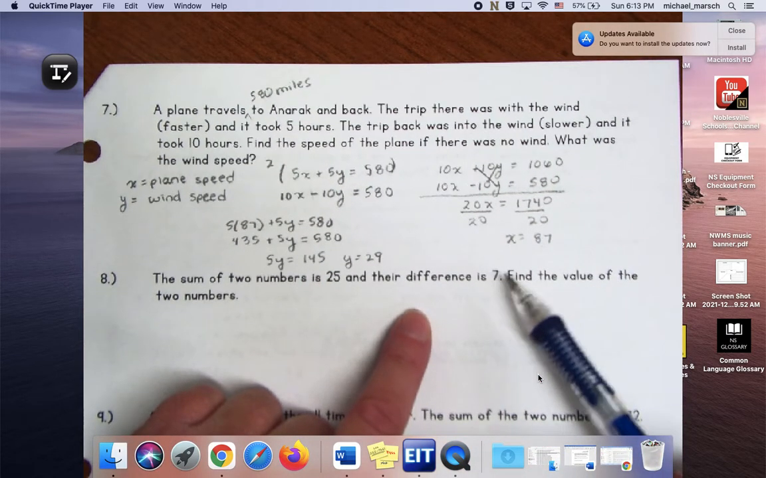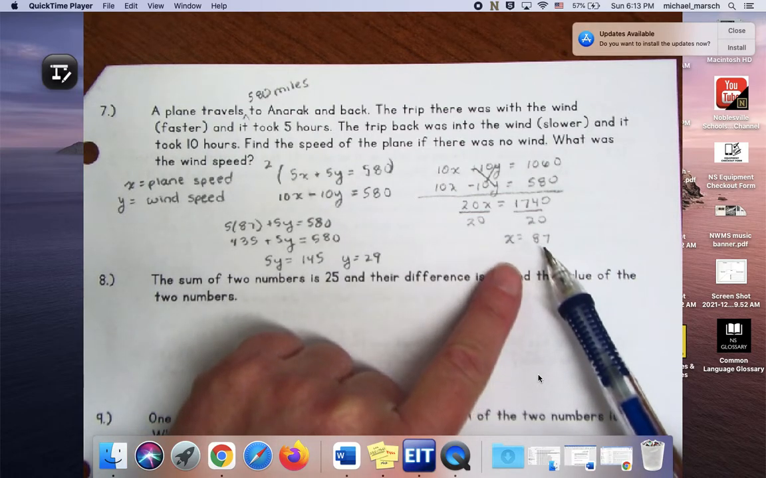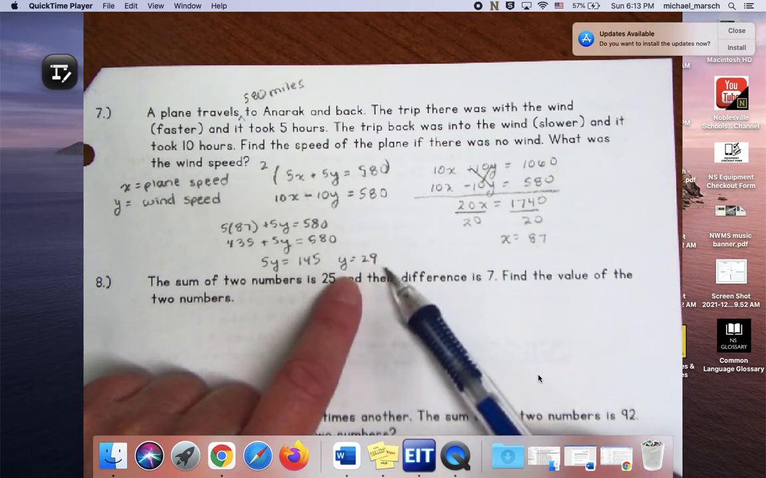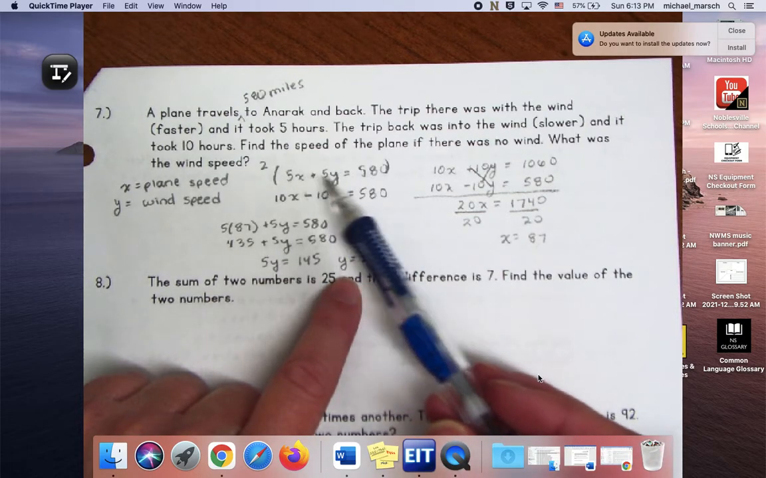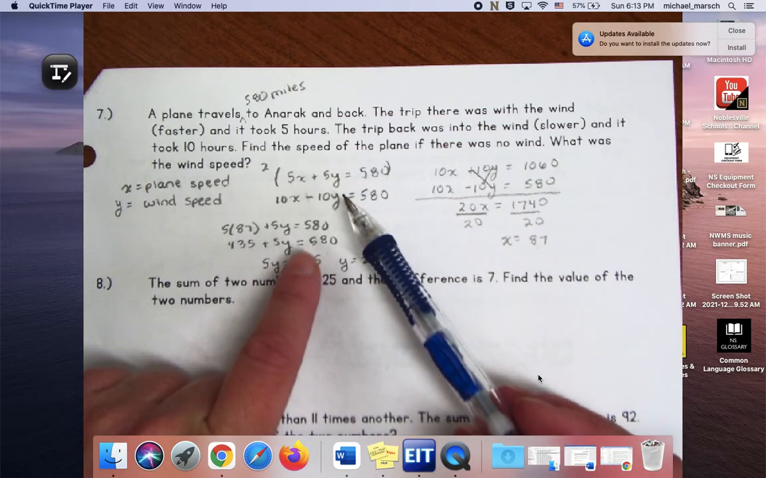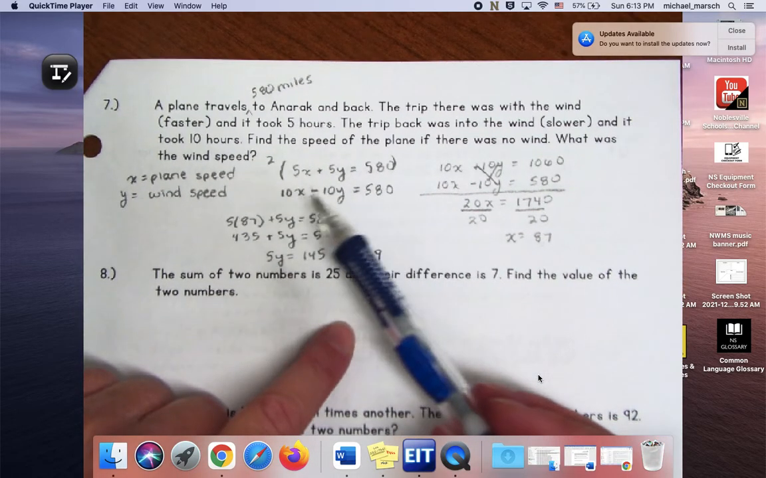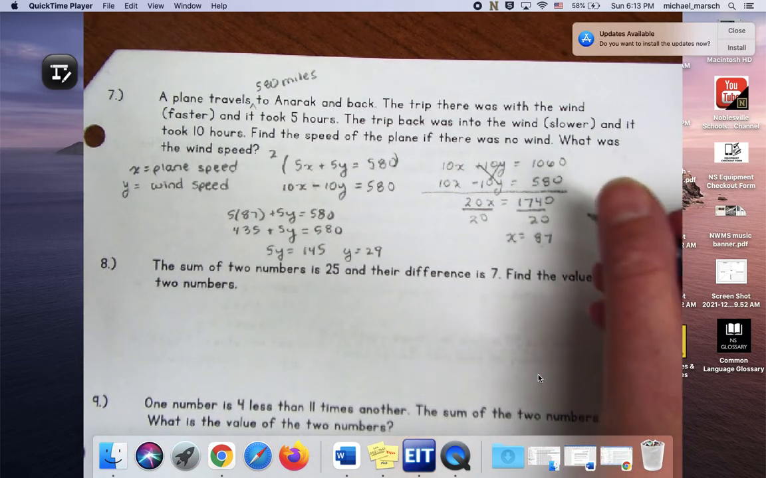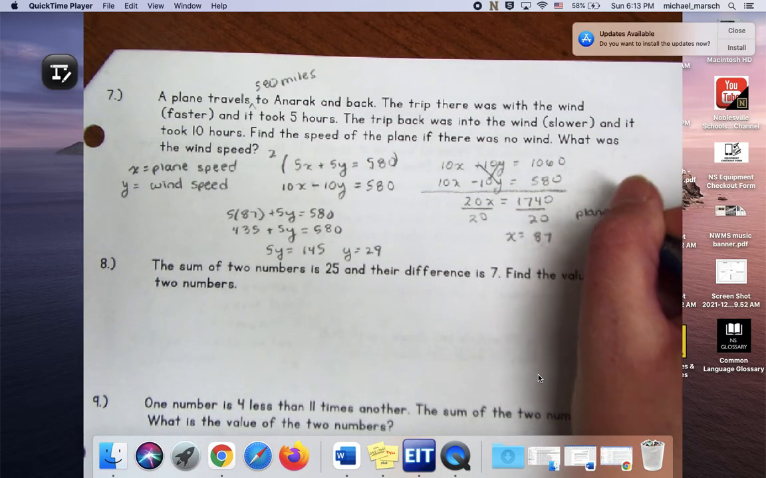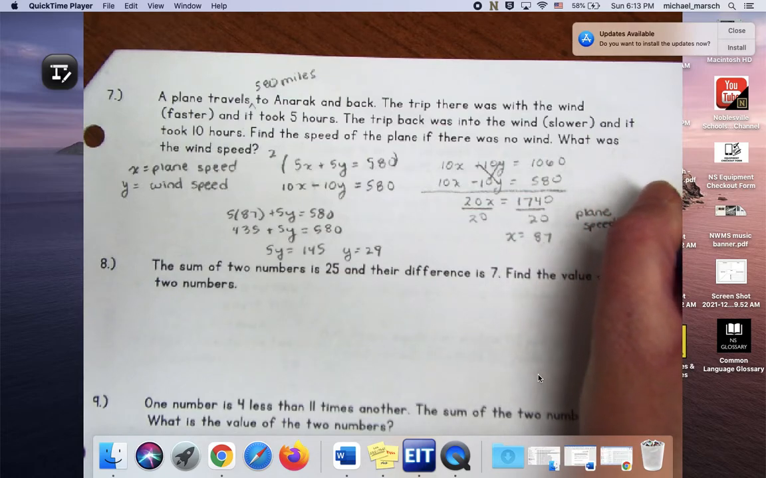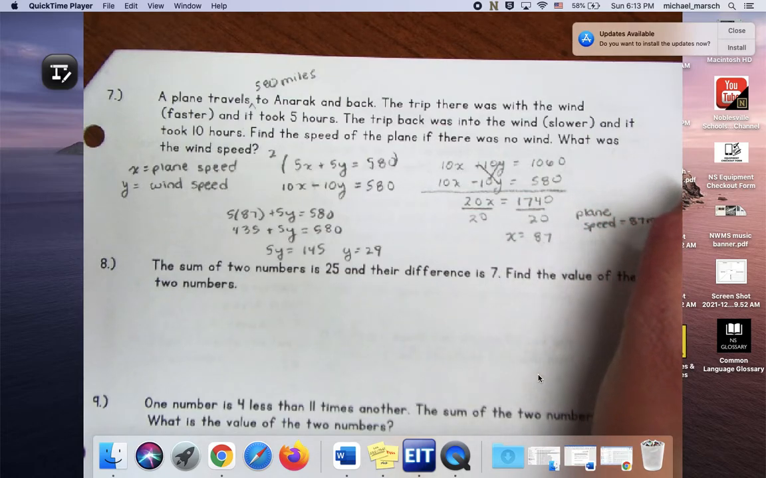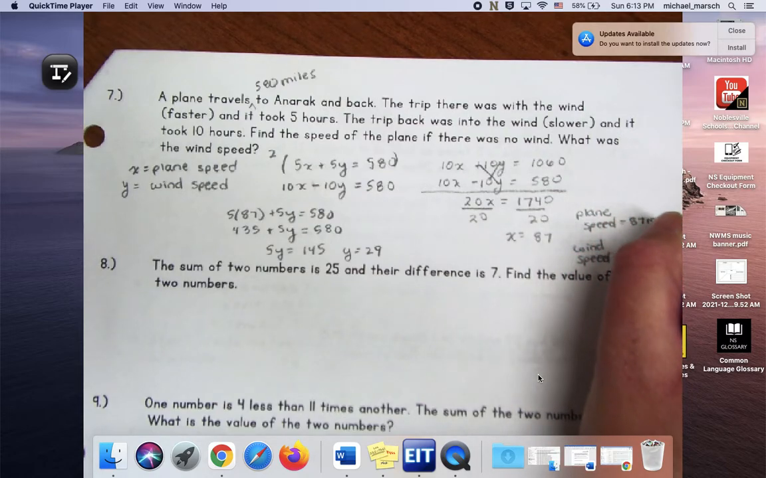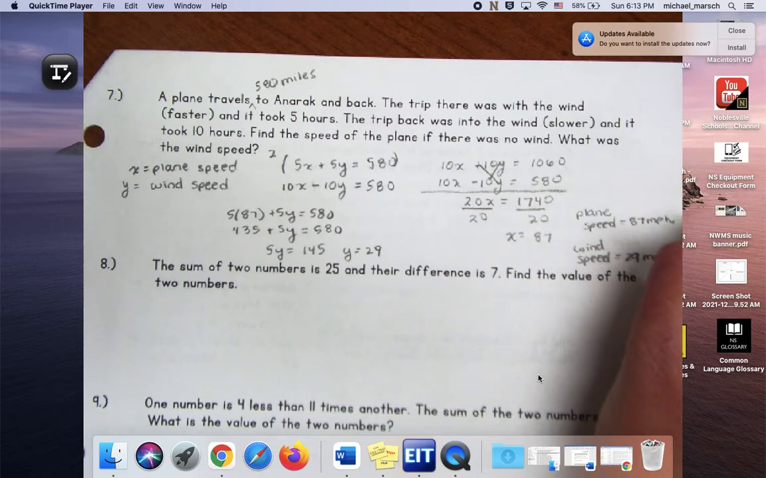So that tells me that the plane is going this fast by itself. The wind is helping, 29 extra miles per hour faster for the way there, and 29 miles an hour slower for the way back. And so that's why it took so much longer for them to get back. Okay, so this is my plane speed, 87 miles per hour, wind speed 29 miles per hour. Right.